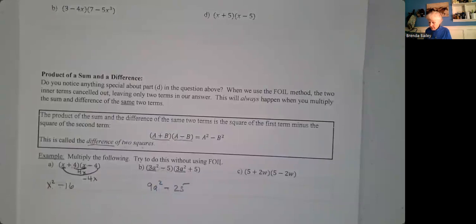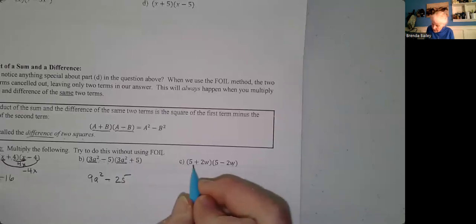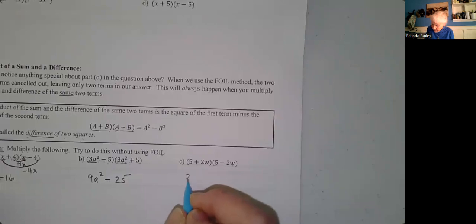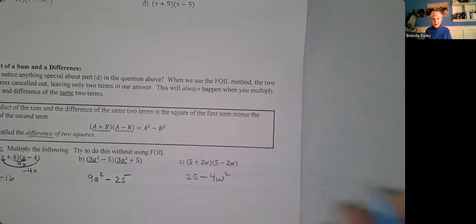So let's do another one. Here, 5, 2w, 2w, plus minus. Now, again, you can multiply. If you want to use the distributive property, 5 times everything, 2w times everything. Combine your like terms, and you'll notice those middle ones drop out. First times the first, minus last times the last. And you're done.